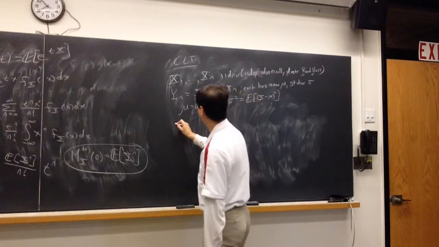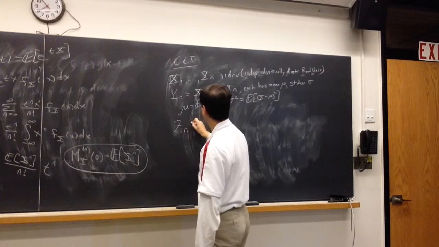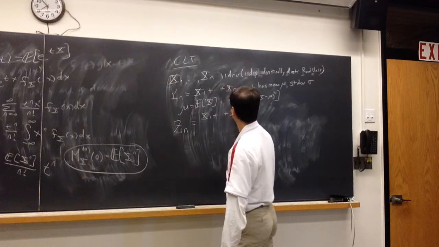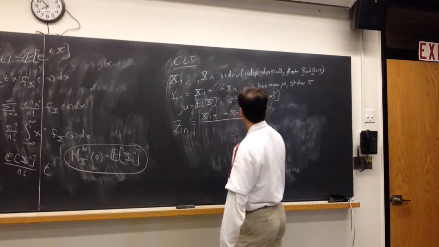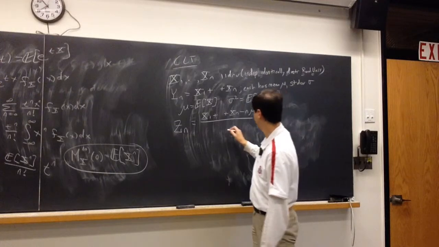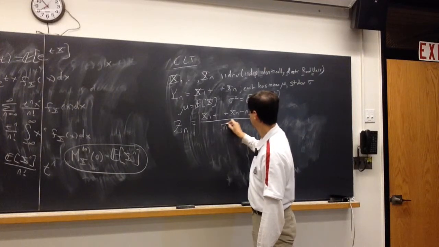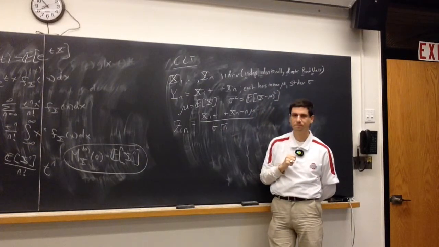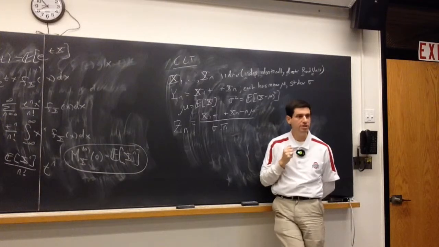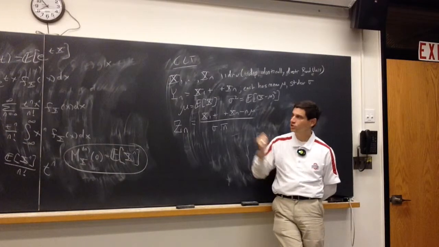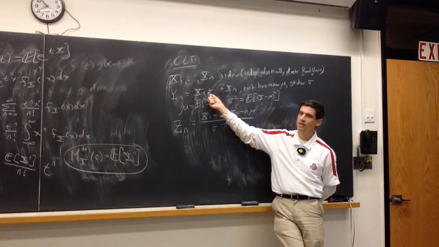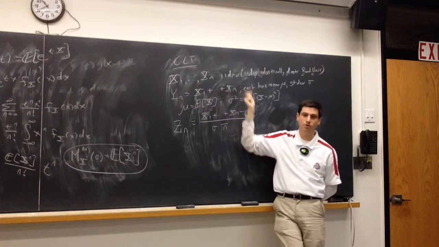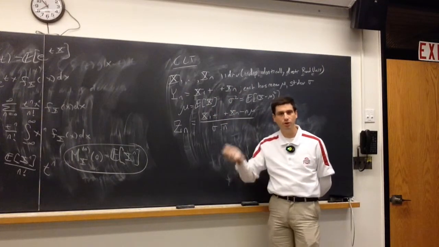What we can do now is look at what we'll call Zn, which will be x1 plus through xn, minus n times mu, all over square root of n sigma squared. The idea is to look at the right quantity. If we look at y, if the mean isn't 0, the average value of y is going to be growing just because we're adding more and more quantities. So we want to normalize things.